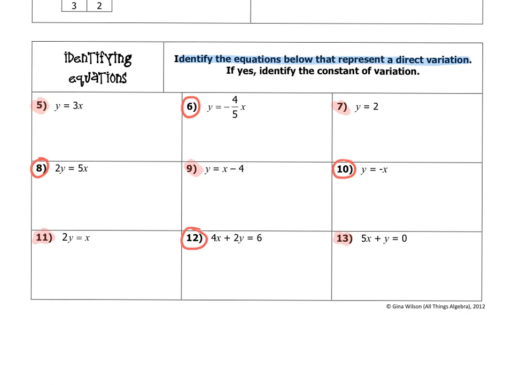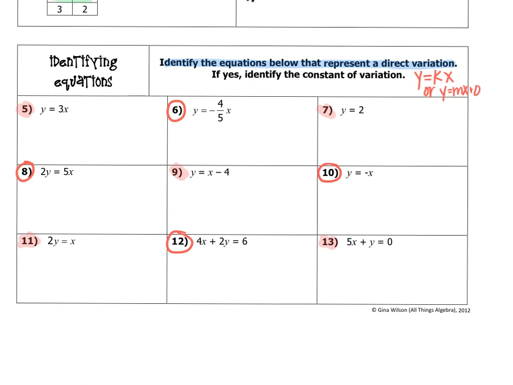For the next set, you want to identify the equations below that represent a direct variation. Well, remember that a directly variated equation is in the form of y = kx, or y = mx + 0. So let's take a look at the highlighted questions.